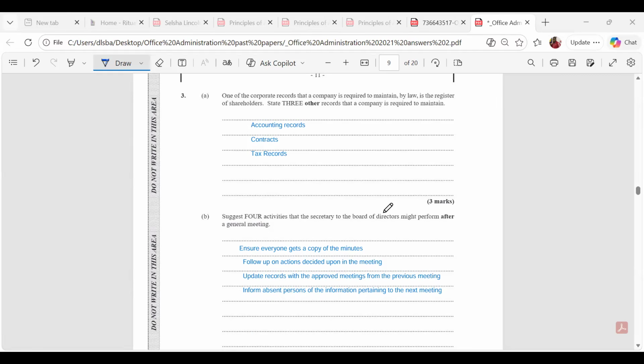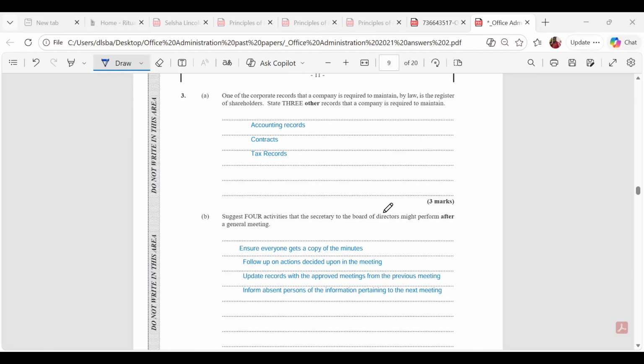Right. You have to follow up on the action plans to make sure people are doing what they're supposed to be doing. They would want to inform absent persons on what was decided in the meetings and when the next meeting would be.